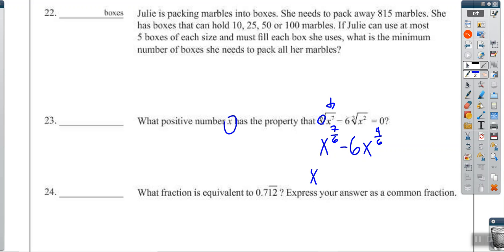So I can factor out the greatest common monomial of x to the 4/6, and that's going to leave me with x to the 3/6. Wait a second, 3/6, that's just the same as 1/2, isn't it? Because 7 minus 4 is 3. All right, so that's 1/2.